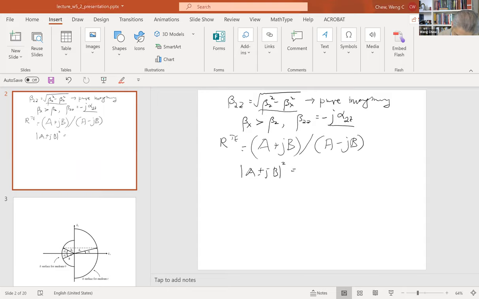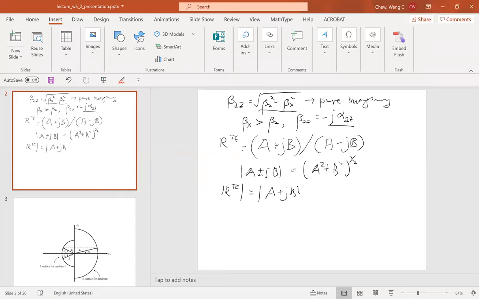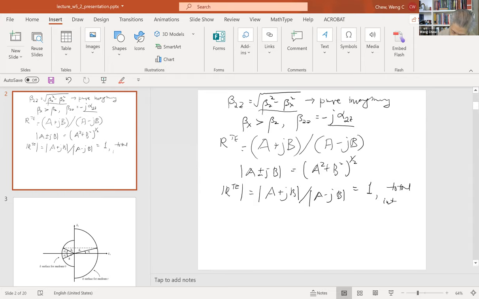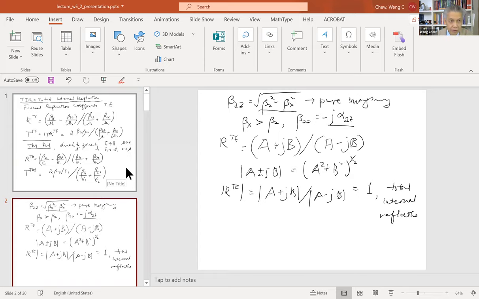So if you take the magnitude of the complex number, it is always going to be the square root of a squared plus b squared, okay? That is how you take the magnitude of a complex number, which means that the magnitude of RTE would be the magnitude of a plus jb divided by the magnitude of a minus jb, and it will always be equal to 1. What it means is that the total power of the incident wave will be completely reflected. Okay, this is known as total internal reflection.